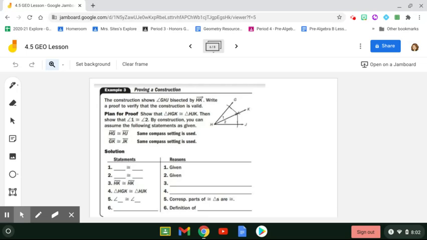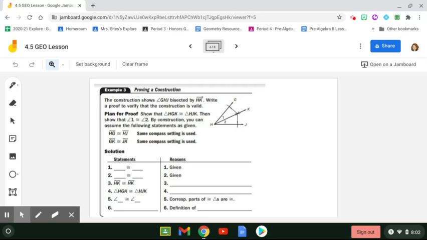Remember, constructions are what we've done in the past with just an angle, with a ruler and a compass to help you to prove that parts are congruent. So in this construction, it shows that angle GHJ is bisected by ray HK. We're going to write a proof to verify that this construction is in fact valid. And remember, a bisection is showing that you have two angles being congruent to one another.